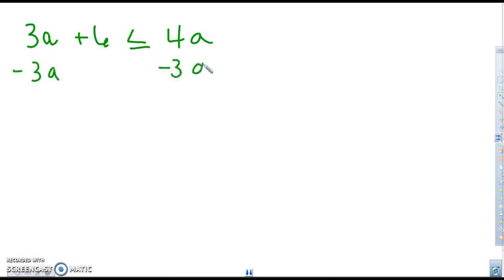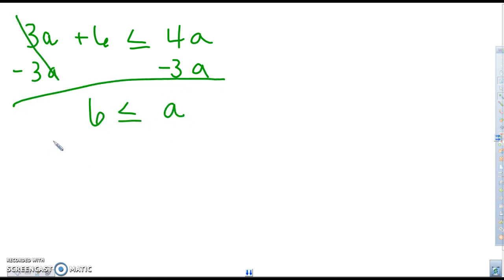The last thing we want to talk about is variables on each side of the equation. So let's say I have 3a plus 6 less than or equal to 4a. Well, subtracting the 6 to the other side may not be super advantageous because I'm still going to have variables on both sides. What would be more advantageous would be to subtract the 3a off of both sides. These will cancel out. I'll have 6 greater than or equal to a.